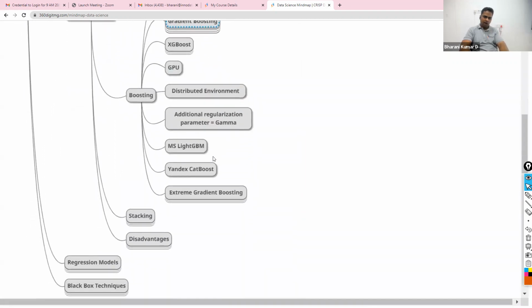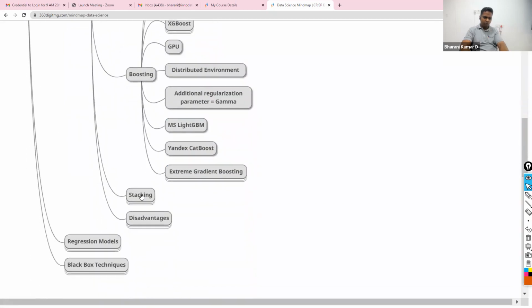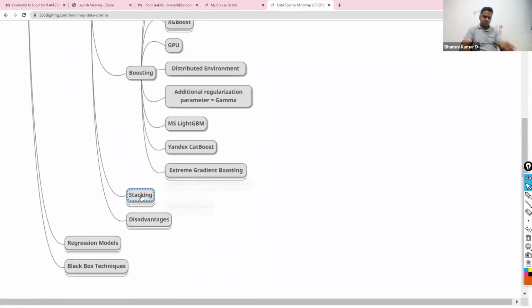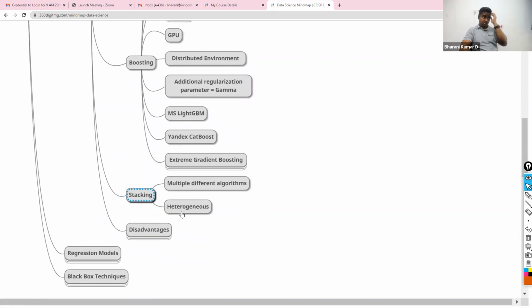Okay. After that, I think we'll be left with only one thing, which is called stacking. Stacking is a heterogeneous technique, right? And this is also generative. The next set of algorithms will depend on the previous algorithms.